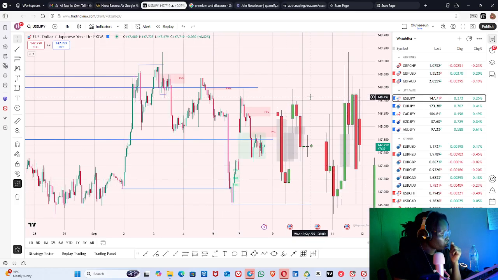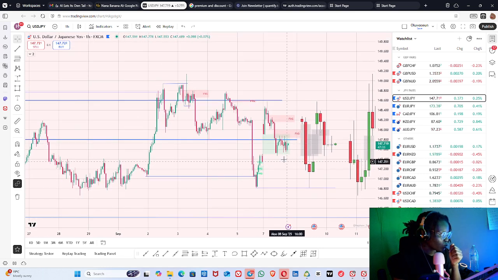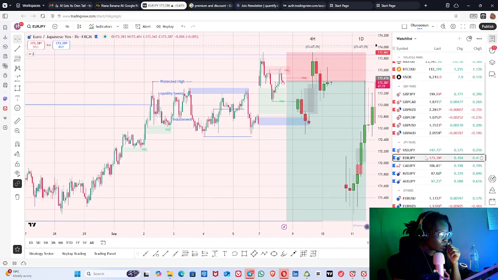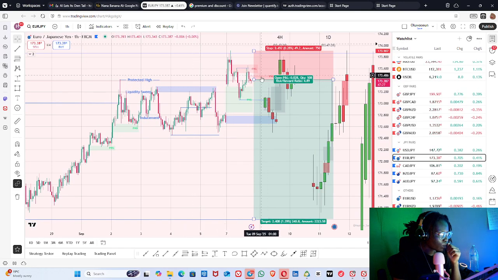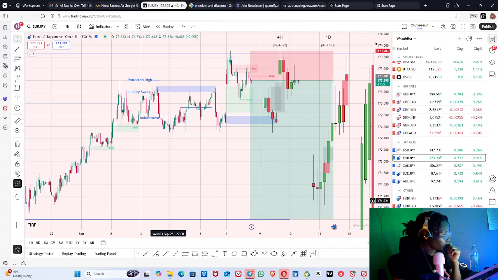I'm actually bullish on UJ. I'm bullish on this pair. It's just that there are sometimes that I don't get how this pair functions. I don't get how it operates sometimes.